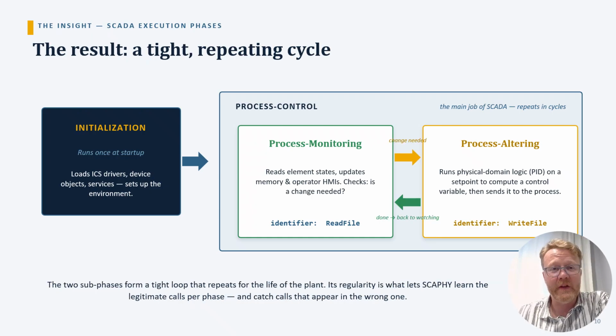And then finally, the fifth build step is when everything is put together. So the goal is to monitor until a change is needed, alter to make it, then return to monitoring. This loop runs over and over. Because the cycle is so regular, SCAPHY can learn the small set of API calls that are legitimate in each phase, either process monitoring or process altering, and flag anything that doesn't fit. That's the entire detection premise of the paper. Remember this loop process now because we will come back to it.